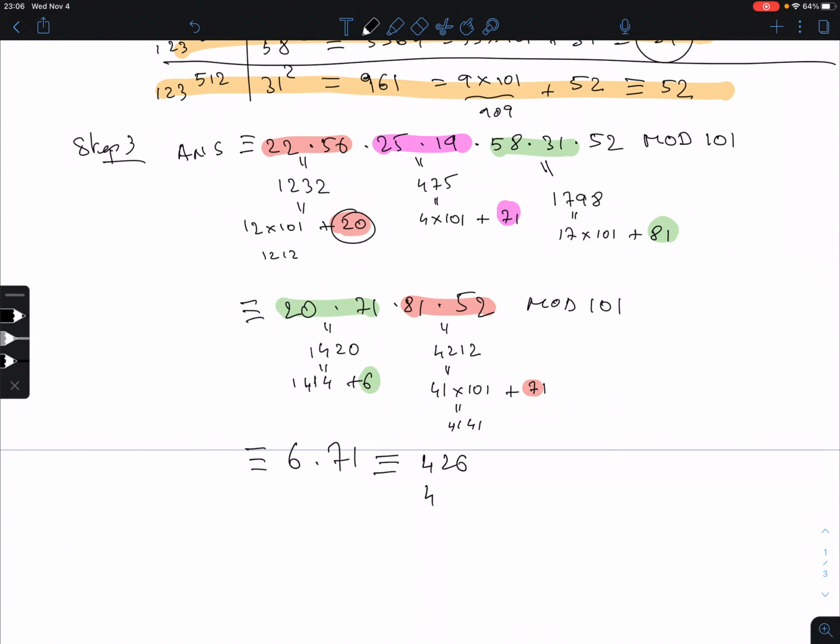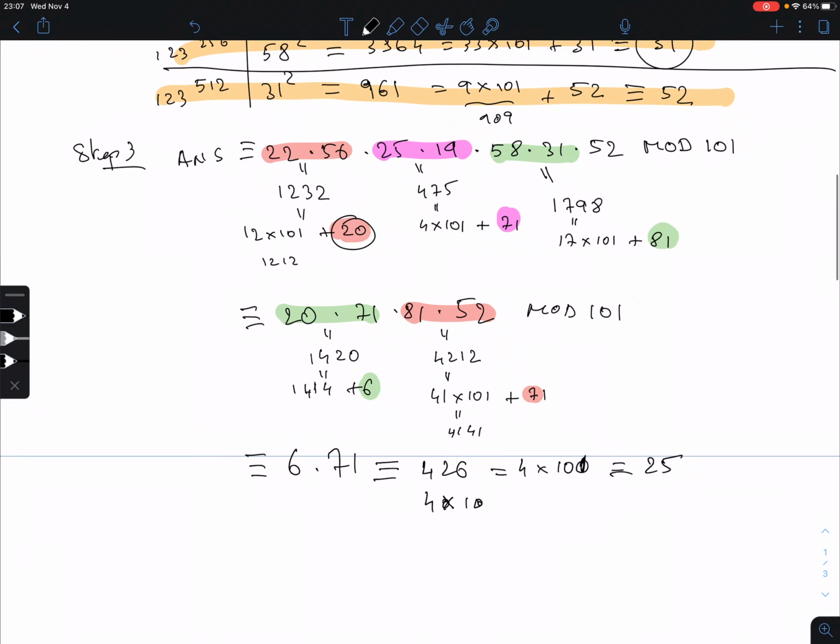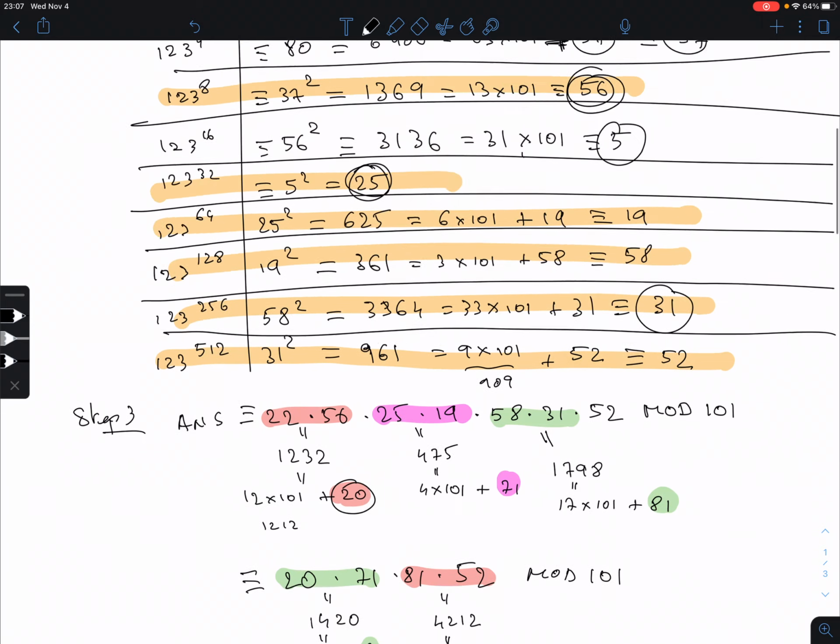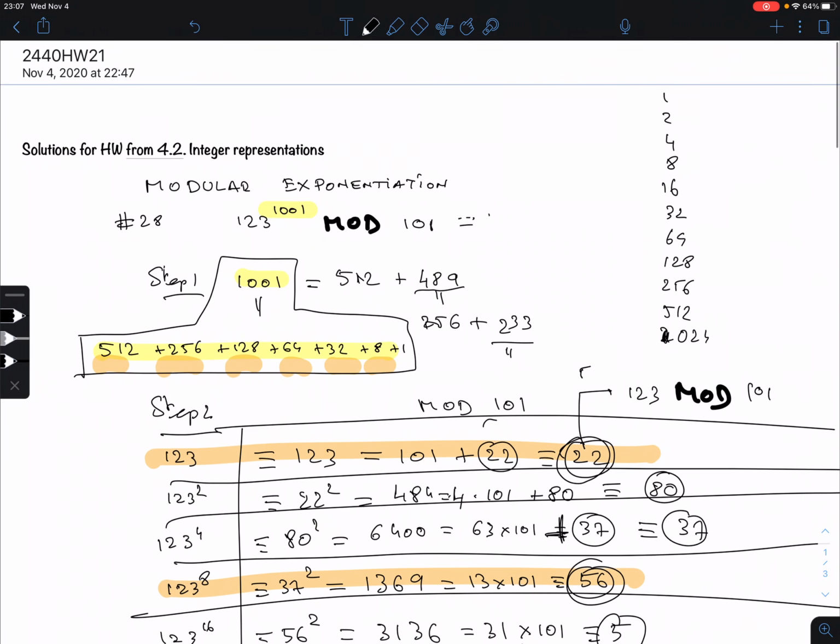So that is 4 times 101. So this is 4 times 101, which is 404. And what is missing therefore is 25. And so my final answer is 25. So this is again mod 101. So this number I'm claiming is 25.